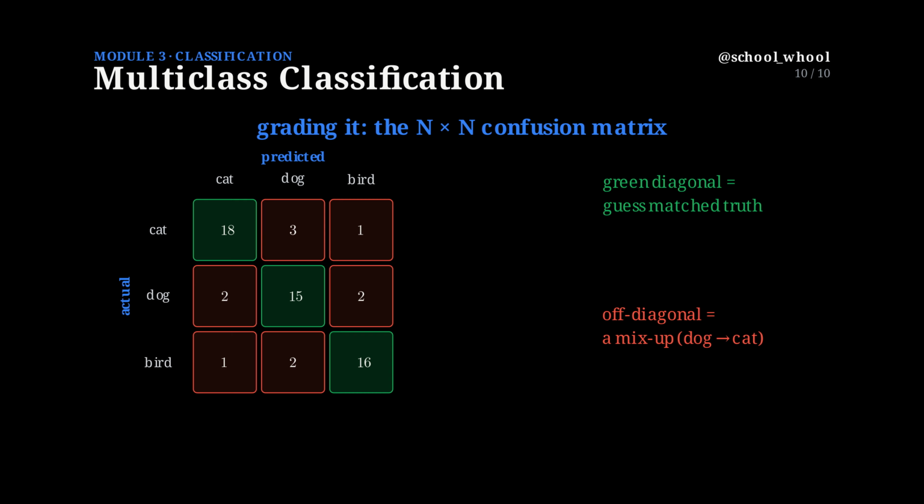The green diagonal is where the guess matched the truth, the correct predictions. Every cell off the diagonal is a specific mix-up, like a dog that got called a cat. And our metrics carry straight over. We just compute them one class at a time.